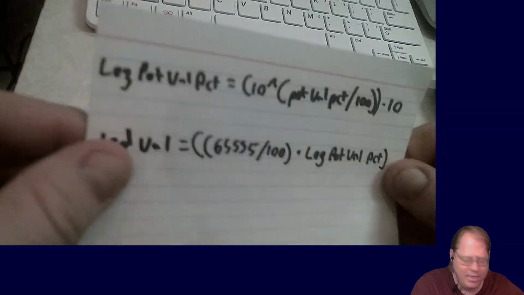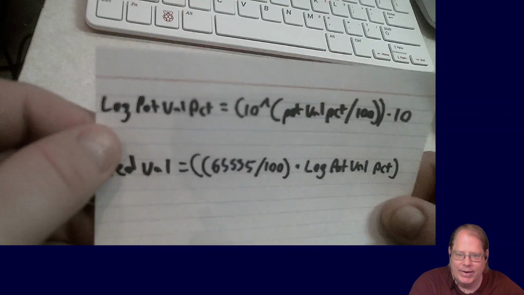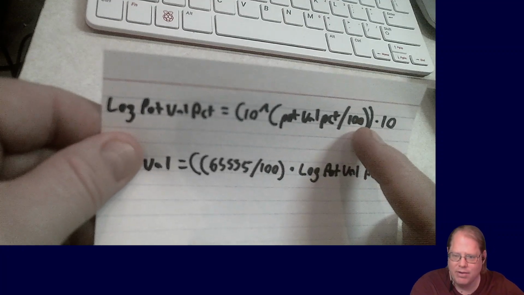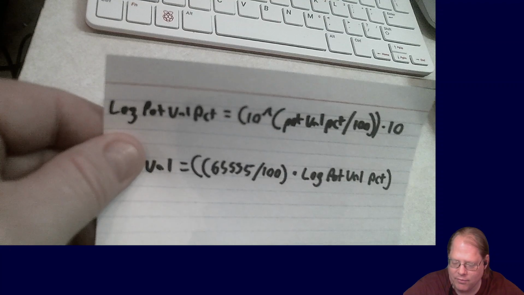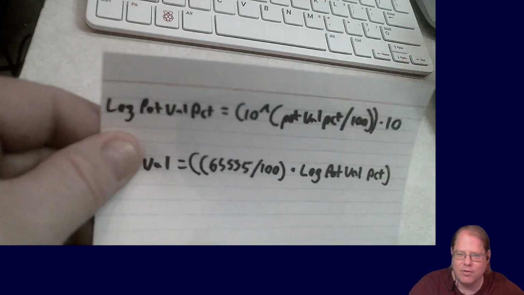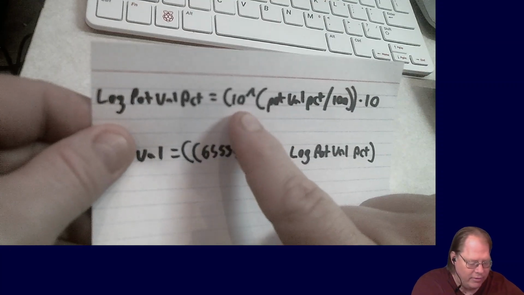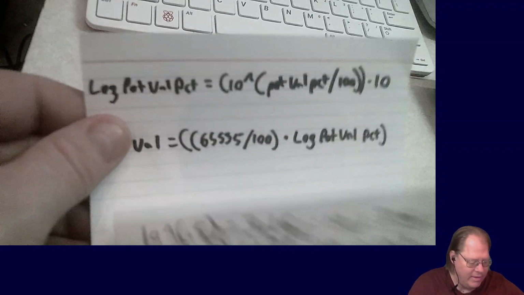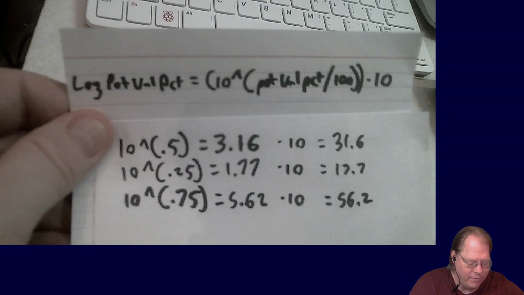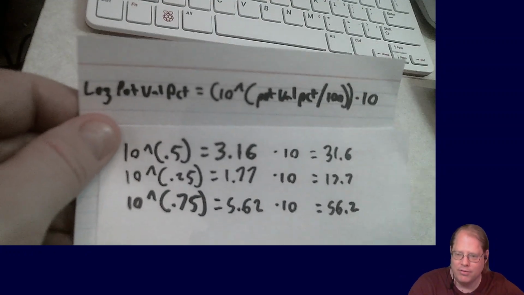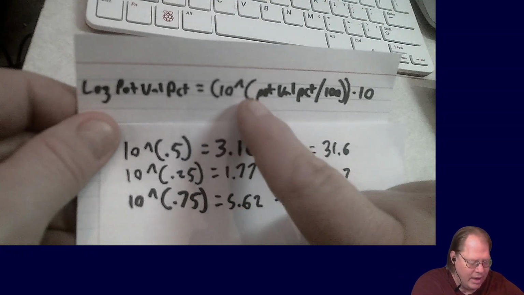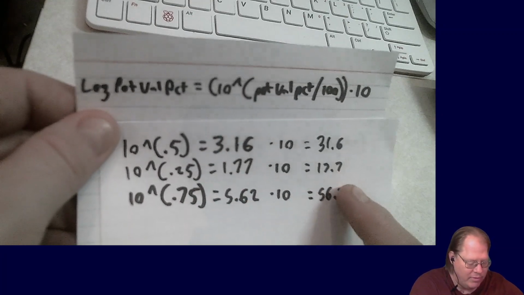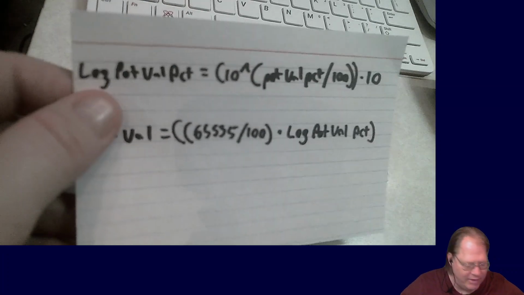So the math behind this, it's a lot of work, but I'm taking my pot val percent divided by 100, so that way I'm converting it back into a decimal format like I had here. I'm converting it back to a decimal format, raising 10 to that power, and then multiplying by 10. So basically, if the percentage coming off the potentiometer is 25%, I'm taking 10 to the 0.25 times 10, which we know is 17, and that's my log val percent.